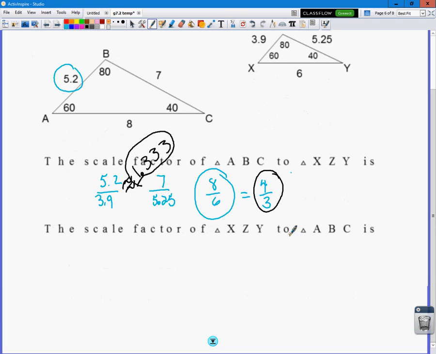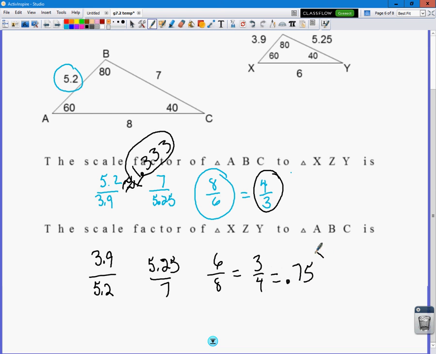If they want the scale factor of XZY to ABC, remember that this is really just going to get flipped over. It'd be 3.9 over 5.2, 5.25 over 7, or 6 over 8. Now, when I work this one out, this would be 3 over 4. This one we might write as 0.75 because this decimal is terminating, or we could leave it as this fraction. Either would certainly be okay.